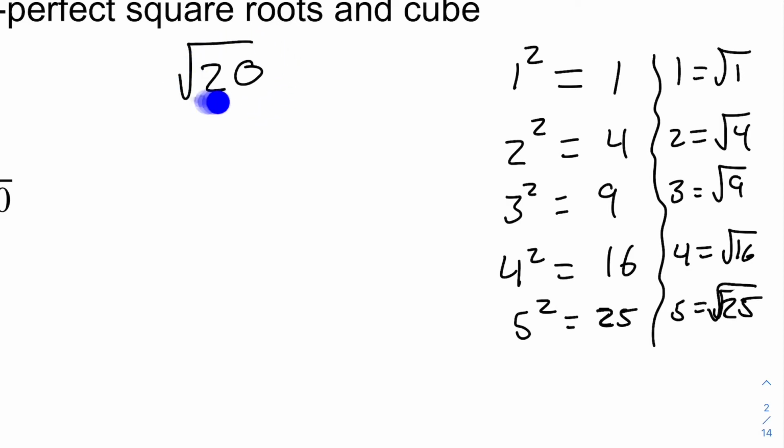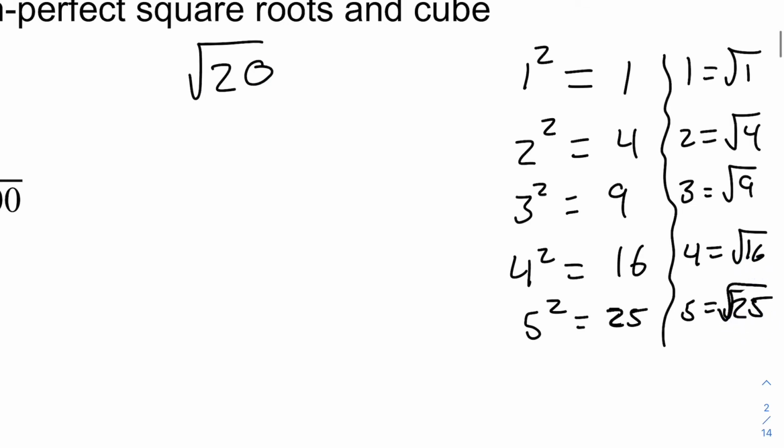So square root 20 here falls between the perfect square root of 25 and the perfect square of 16. So here, this falls between root 25 and root 16. Okay, now recognize that root 16 equals 4. So this roughly equals 4.